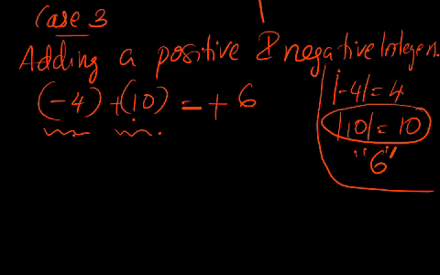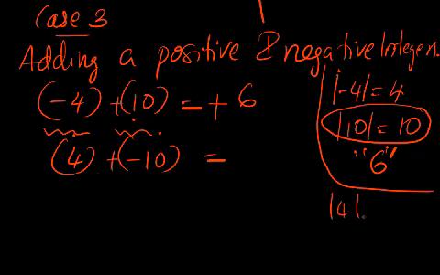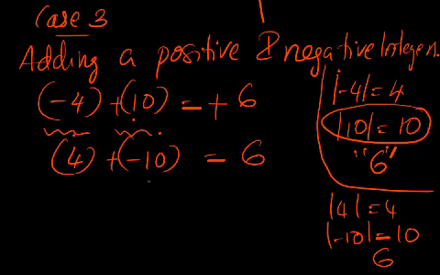Then what if the question was positive 4 plus negative 10? In this case also, the absolute value of 4 is 4 and the absolute value of negative 10 is equal to 10. The difference between them is 6. So our answer is 6. Then the sign of the answer will be negative because the number having the greater absolute value is negative 10. So 4 plus negative 10 is equal to negative 6.